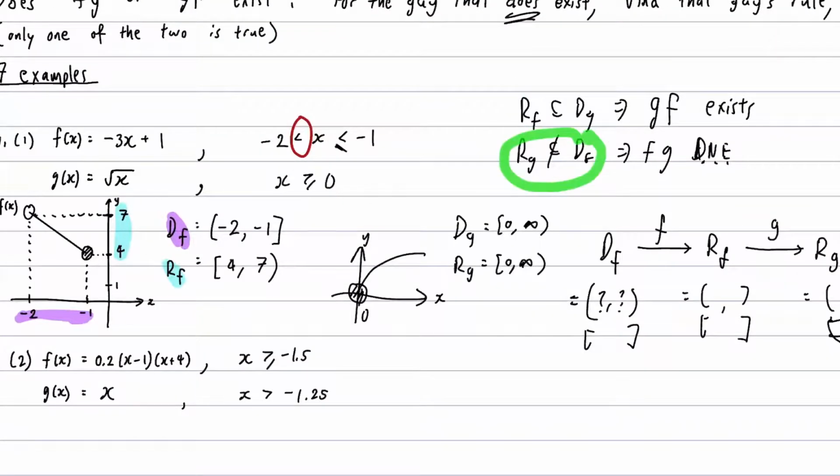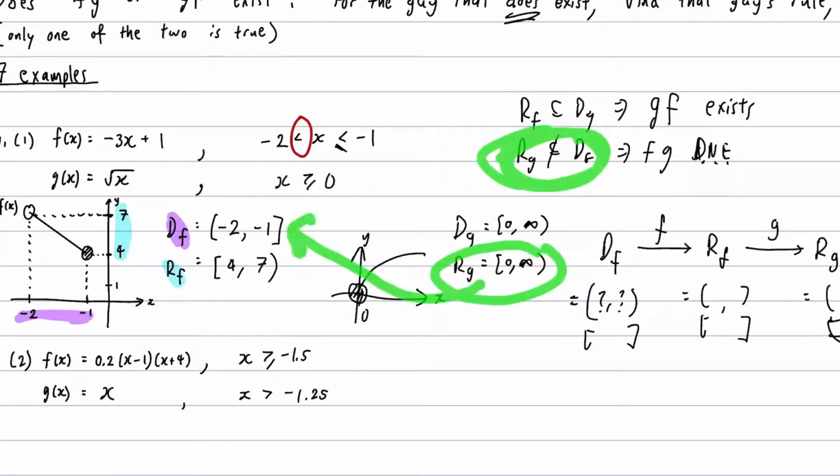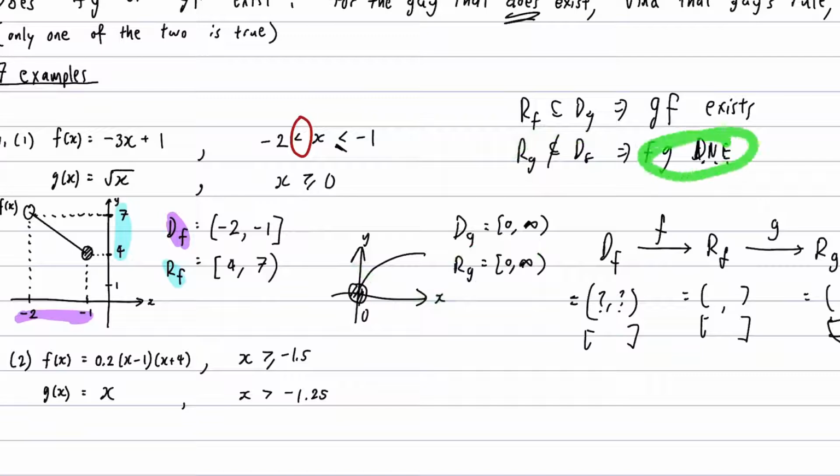Is the range of G a subset of DF? The answer is no. Is 0 to infinity a subset of -2 to -1? No, definitely not. Positive cannot be part of negative. So that means this is out. So FG does not exist.